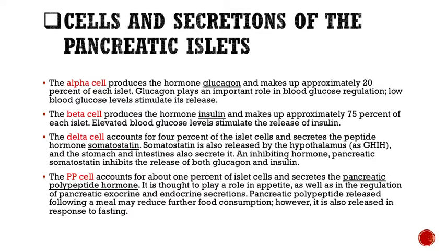The PP cells, that is pancreatic polypeptide cells, account for about 1% of islet cells and secrete the pancreatic polypeptide hormone. It is thought to play a role in appetite, as well as in the regulation of pancreatic exocrine and endocrine secretions. Pancreatic polypeptide released following a meal may reduce further food consumption. However, it is also released in response to fasting.